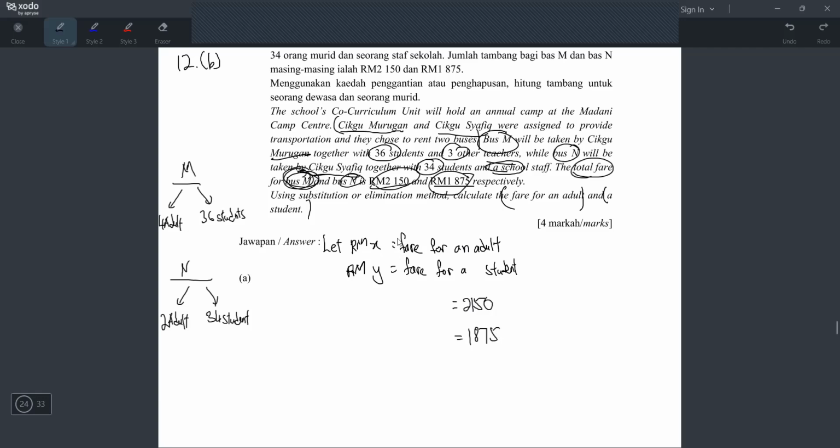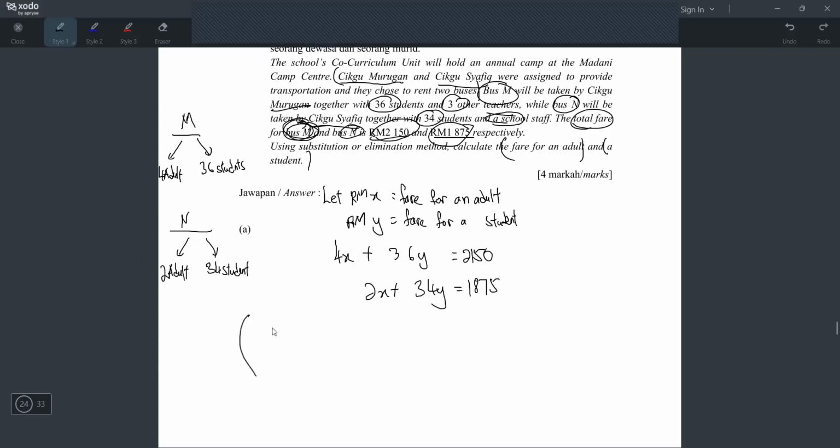So the price for one adult is RM X, but in bus M got 4 adults, so 4X. And then plus 36 students, but one student's fare is Y, so 36Y. Siap. Next one, 2 adults, so 2X. 34 students, 34Y. Yang atas is for bus M, yang bawah is for bus N. Now you can do it already.